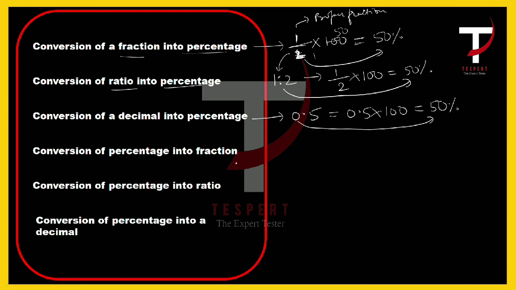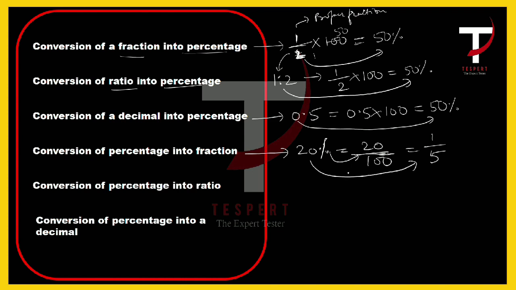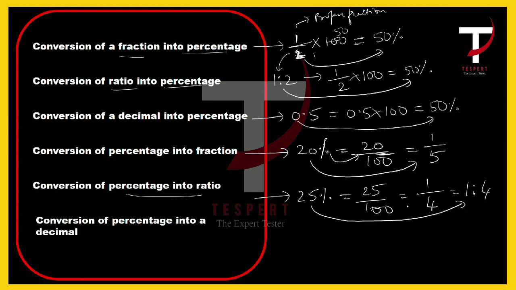So how to convert percentage into fraction? Take a percentage, let's take 20%. So what does 20% mean? 20/100. So just remember this, if you are removing this percentage symbol, then you must add 100 to the denominator, okay. So 20% means 20/100, which is equal to 1/5. So you converted percentage into fraction, okay. So conversion of percentage into ratio, take some other percentage, let's take 25%, okay. 25% means 25/100. So 25/100 means 1/4. 1/4 means 1:4. So you converted percentage into ratio, right?